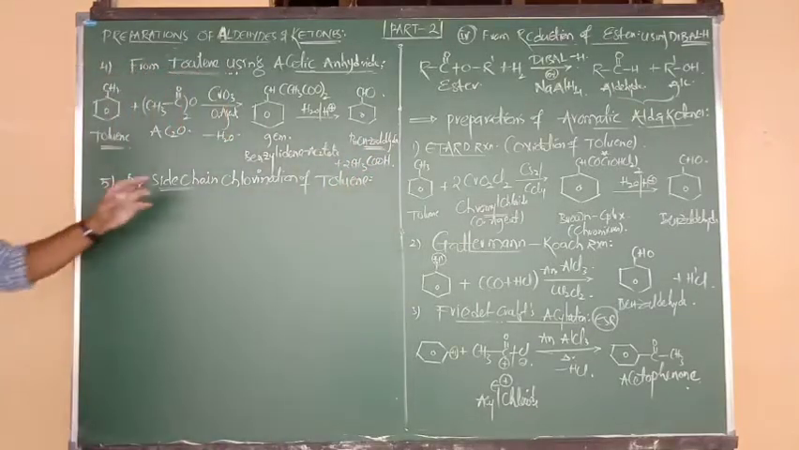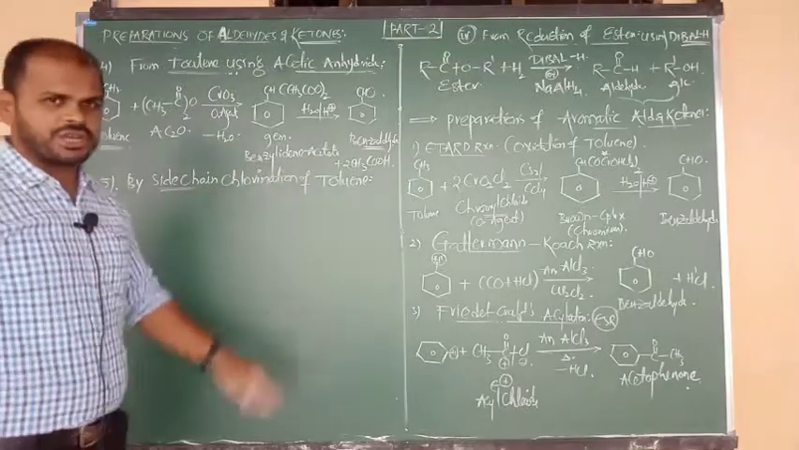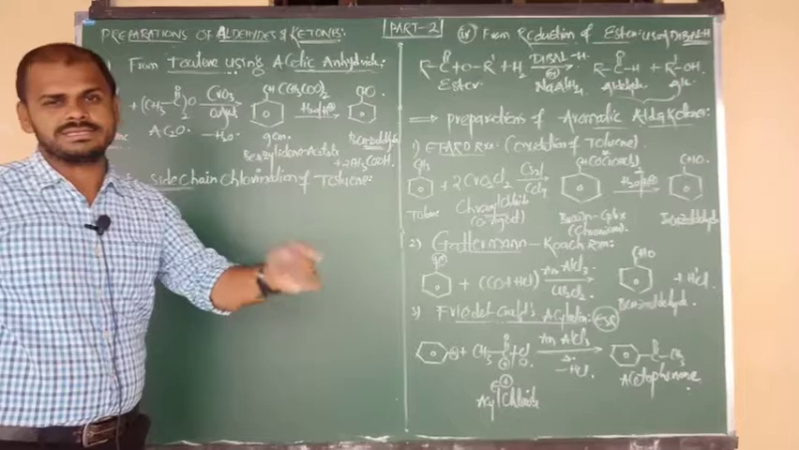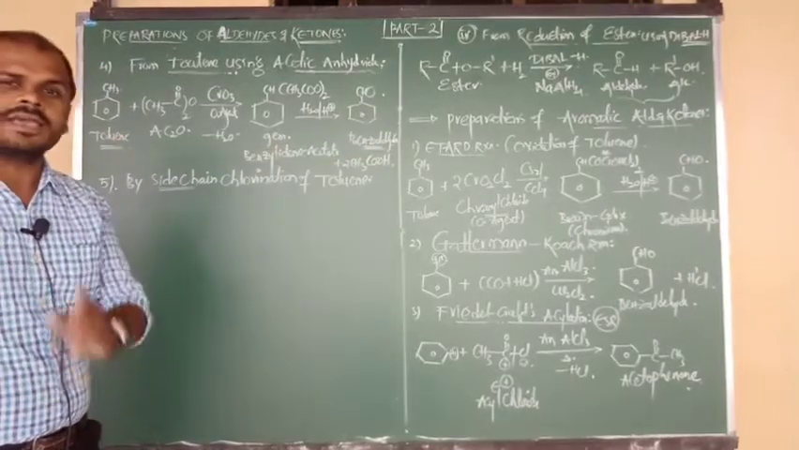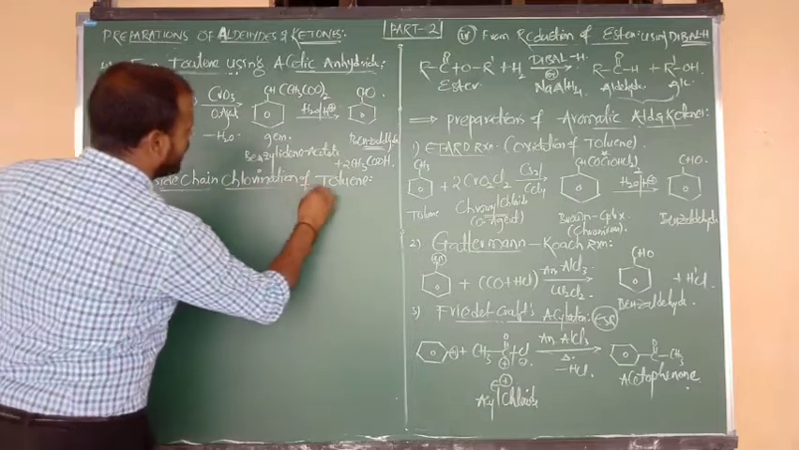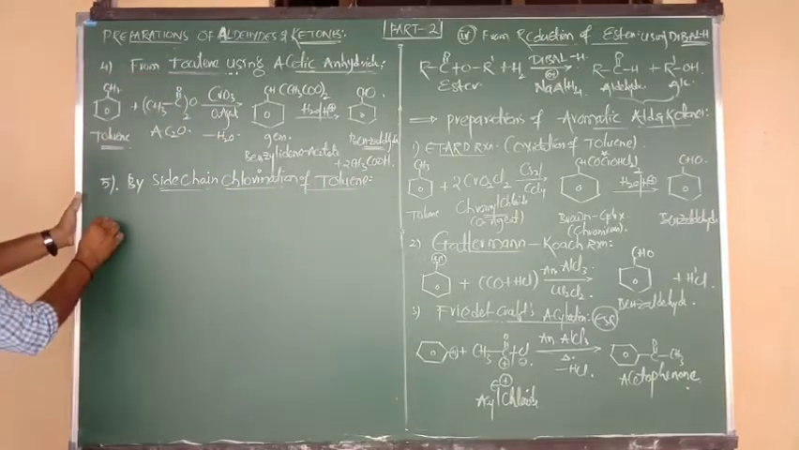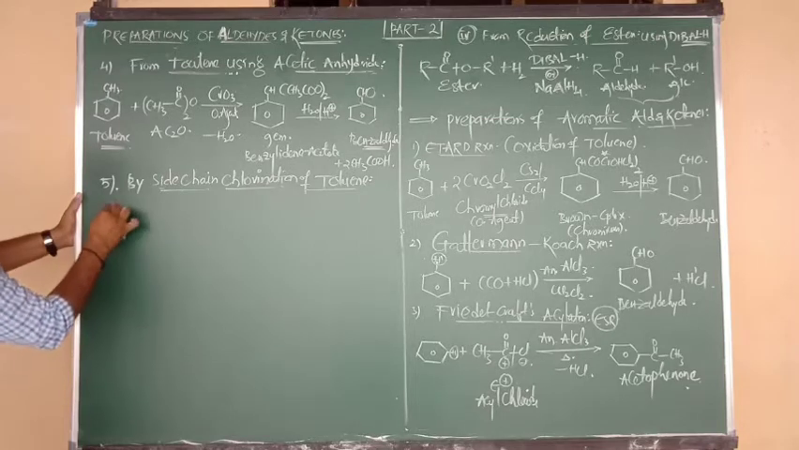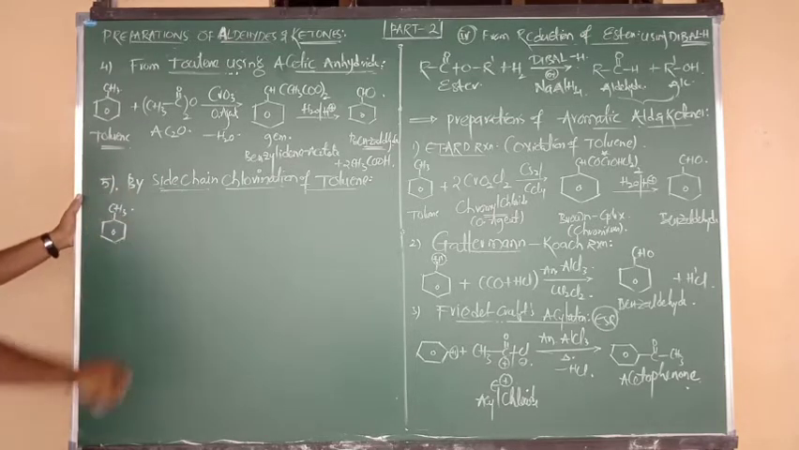Toluene upon side chain chlorination in presence of sunlight, followed by alkaline hydrolysis, gives the product aromatic aldehyde. Okay, I am explaining the reaction for you here, beta. Try to focus here. Toluene. What is the formula of toluene? Benzene bonded to CH3.